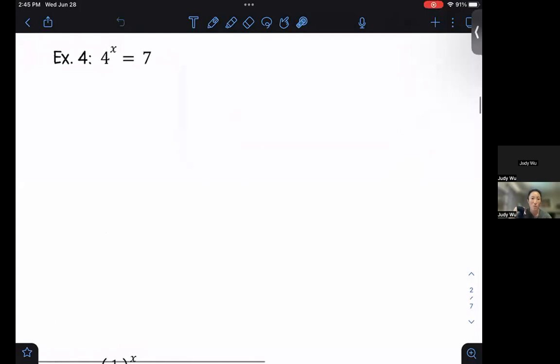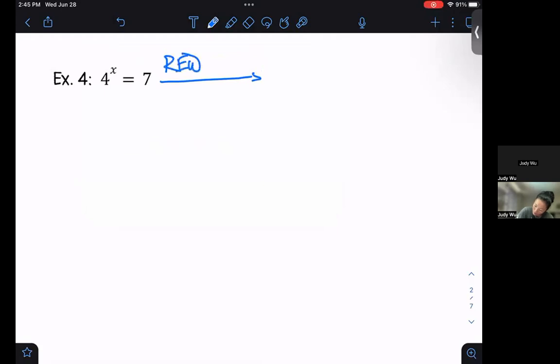In example 4, we can see that we have 4 to the x equals 7. There's nothing to divide. It's really hard to rewrite, like, how do I put 7 as 4 to some power? In this case, we are going to go ahead and rewrite in log form.